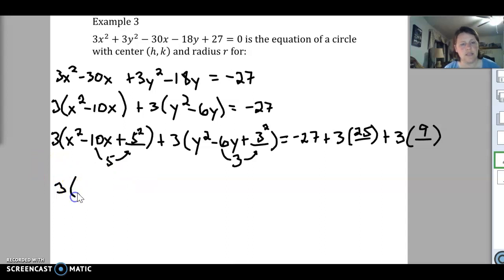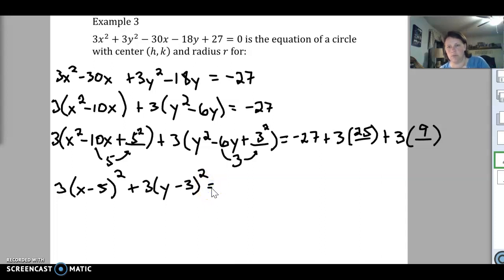So now we've got 3 times factor what's inside the parentheses, which is x minus 5 squared, plus 3 times y minus 3 squared is equal to 75. Alright, so now that we have this in the form of a circle, we can divide everything by 3, and this will always happen when you have a circle. If you have any coefficients, they'll always be the same.